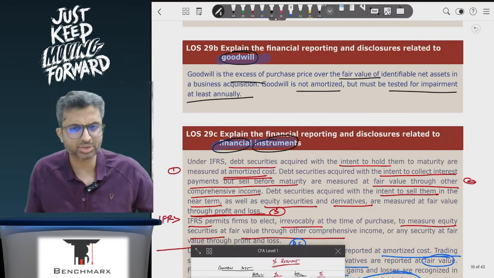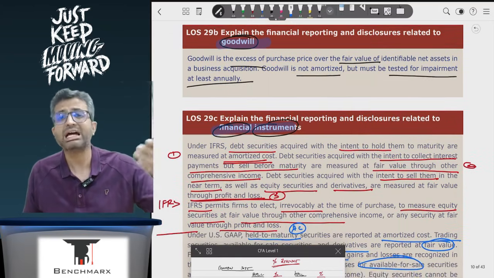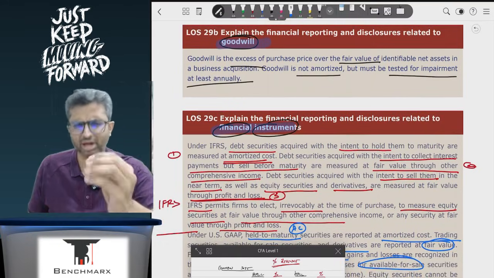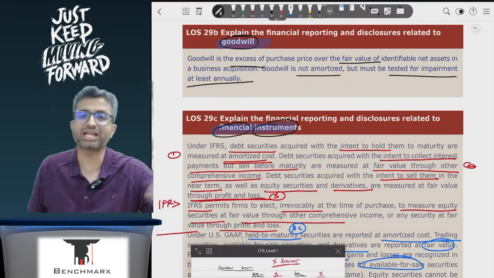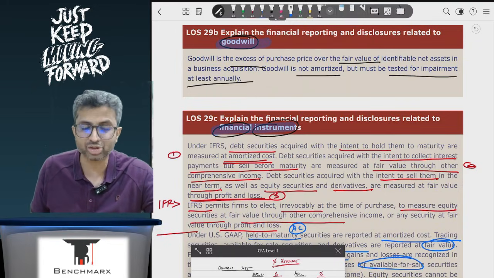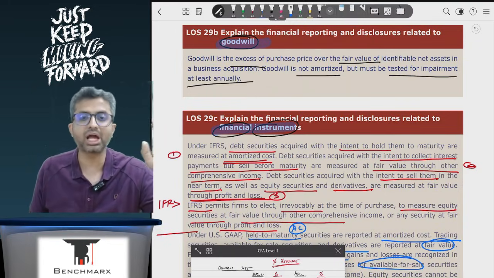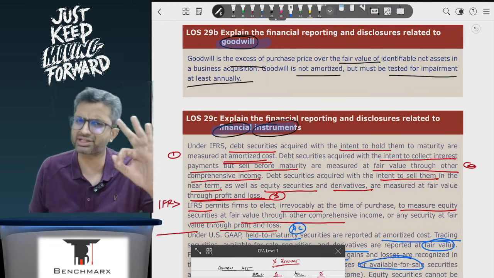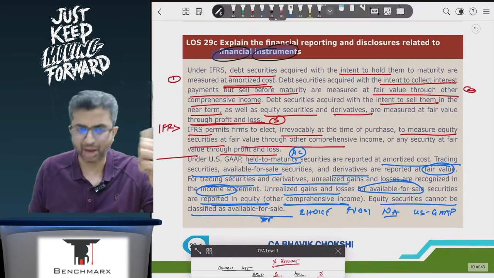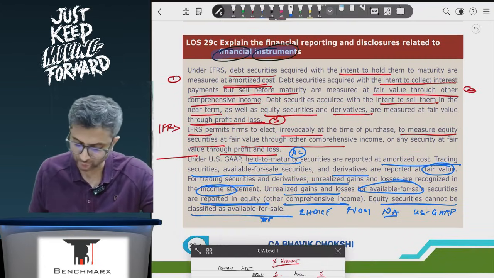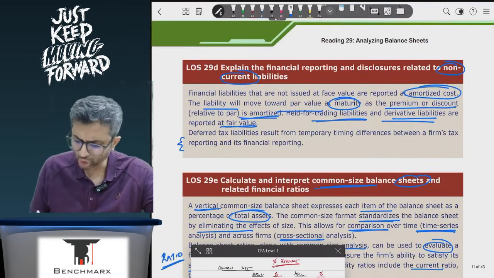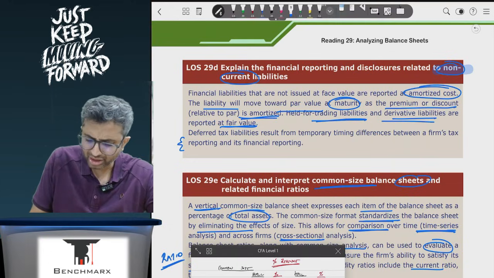Under financial instruments, as we said, under US GAAP there are three main classifications, and apart from that, you can also show under US GAAP certain investments at historical cost. Other than that, held to maturity, available for sale, and held for trading. Under IFRS, there are only three classifications: amortized cost, fair value through other comprehensive income, and fair value through profit and loss account.